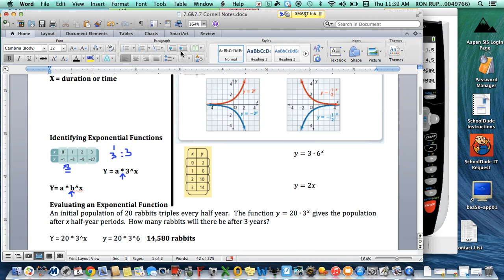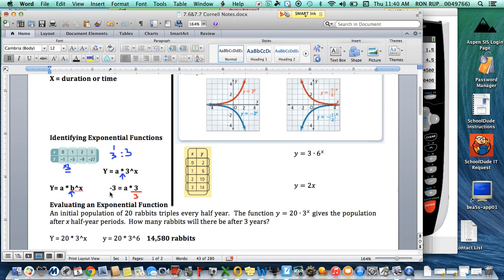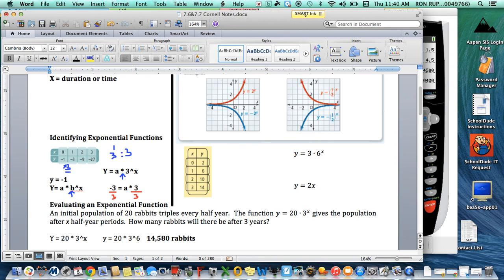There's only one answer. If you're an equation person and you want to set this up, think of it like this. You could set up the equation y equals a times 3, because 3 to the 1 is 3, and then we know that that y value has to equal negative 3, so just solve for a. Well, if you divide each side by 3, you see that a has to be negative 1. So we know that the final equation for this table is going to be y equals negative 1 times 3 to the x. You'll more commonly probably see that as y equals negative 3 to the x.